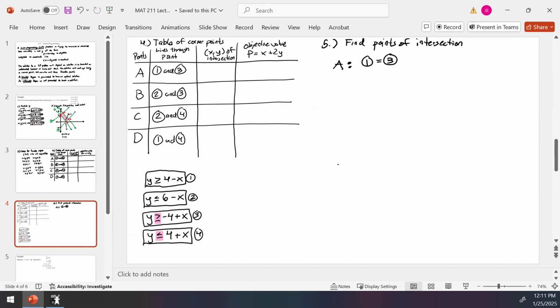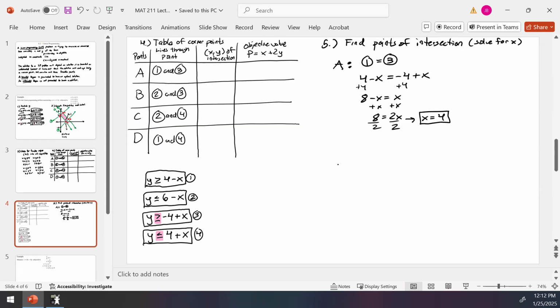So that means I'm going to set 4 minus x equal to negative 4 plus x, right? And then you're just going to solve for x. I'll write that down here, solve for x. So I add 4 over, and I get 8 minus x equals x. I add x over, 8 equals 2x. Divide both sides by 2. And then I get x is equal to 4, right? And we get that value.